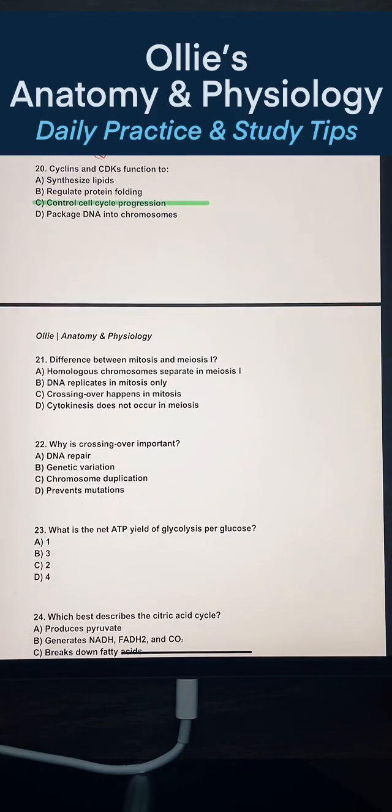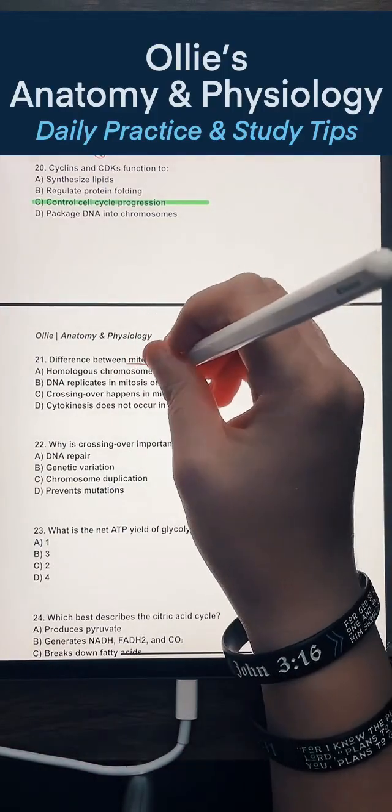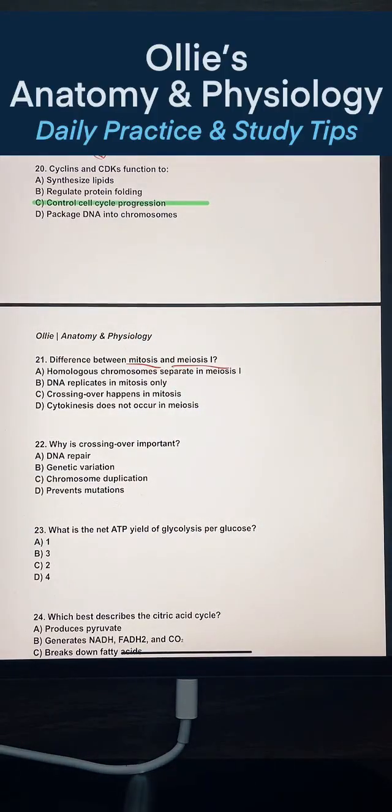Number 21, what is the difference between mitosis and meiosis 1? A, B, C, or D? What do you guys think? What is the main difference here? A, B, C, or D?